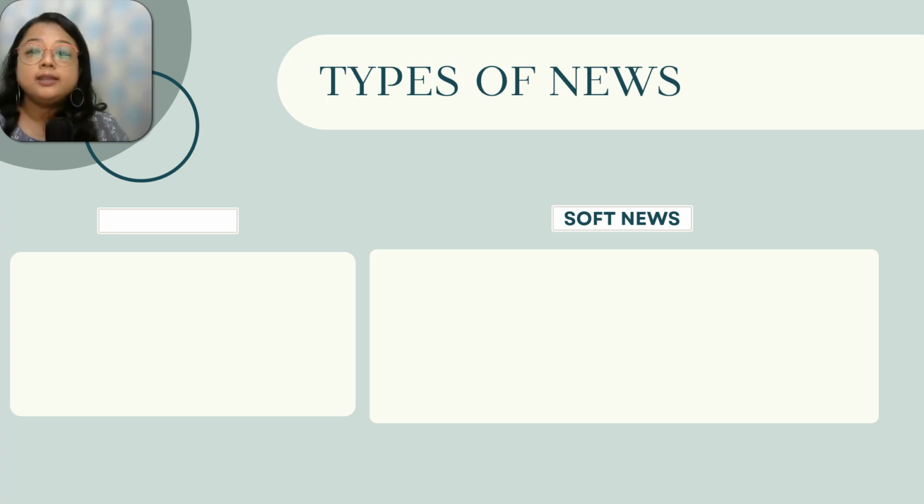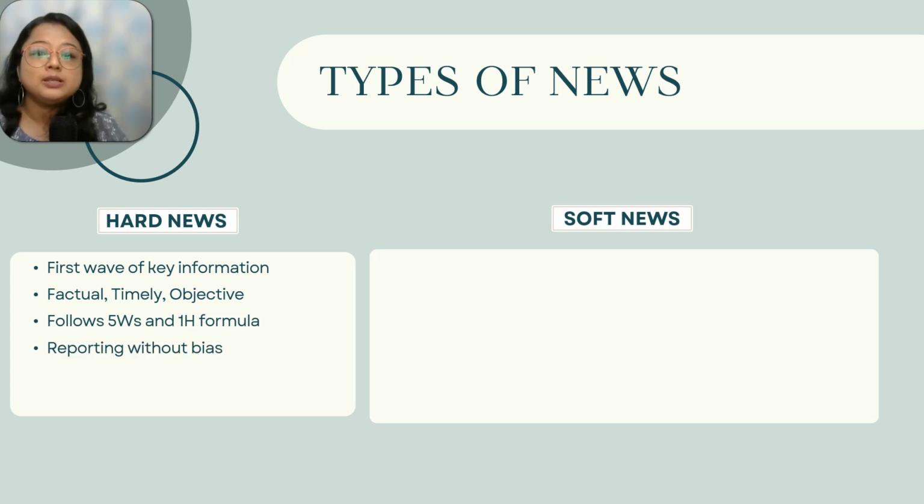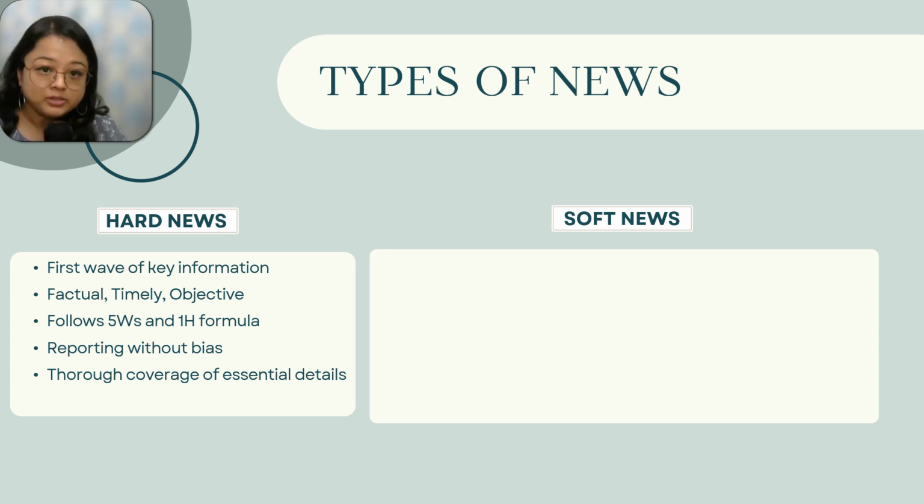Let us now understand the different types of news. Broadly, there are 2 categories or 2 types of news: hard news and soft news. So hard news refers to stories characterized by their timely and factual reporting, encompassing the fundamental principles encapsulated by the 5 W's and 1 H, addressing the who, what, where, when, why, and how of an event. Hard news reporting places a strong emphasis on immediacy, objectivity, and the delivery of hard and verifiable facts.